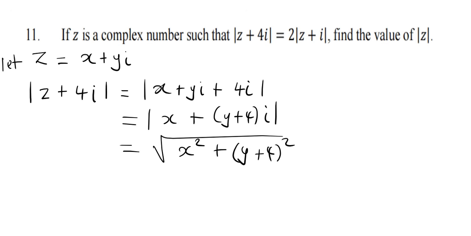Then we equate to the other one, 2 times the modulus of z plus i. What have we found as z? We are saying z is x plus yi. So in this case, what are we going to have? Okay, let me just put it in advance. So this is 4i, this is 4i. This side we only have i.